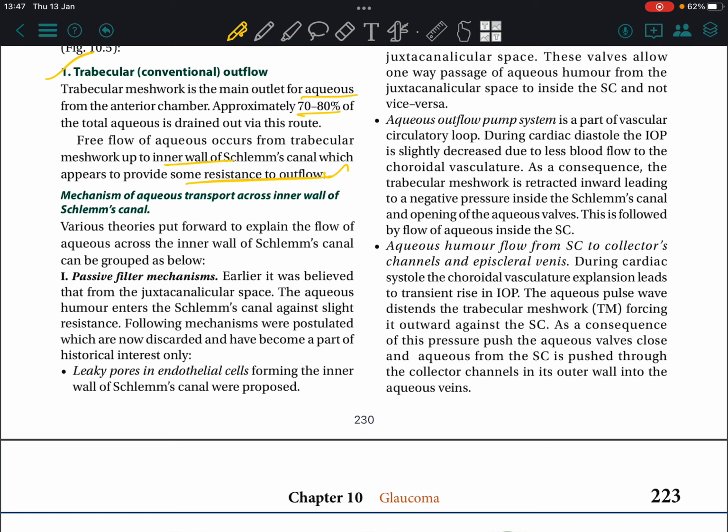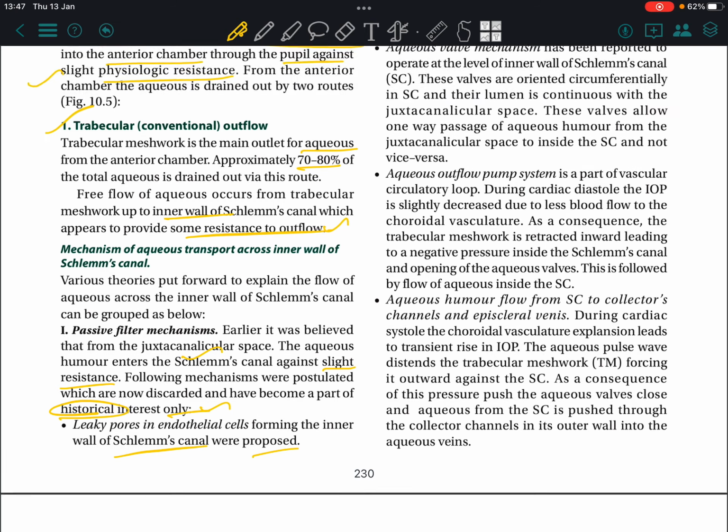Mechanism of aqueous transfer across the inner wall of Schlemm's canal. Passive filter methods. Earlier it was believed that from the juxtacanalicular space the aqueous humor enters Schlemm's canal against slight resistance. The following mechanisms were postulated, which are now discarded and have become a part of historical interest only. Leaky pores in the endothelial cells forming the inner wall of Schlemm's canal were proposed.